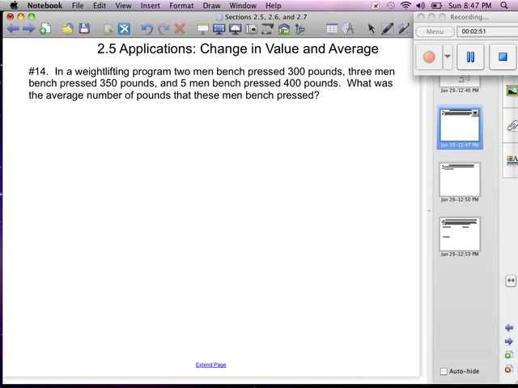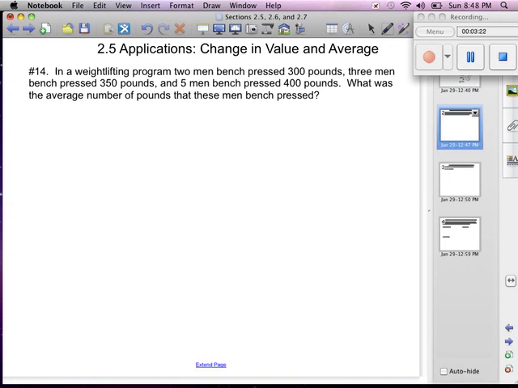I included this problem because I actually had to read this problem 57 or 60 times before I got the correct number of men in there. There's 10 men in there, not 9. Read it carefully. In a weightlifting program, 2 men bench press 300 pounds, 3 men bench press 350 pounds, and 5 men bench press 400 pounds. What was the average number of pounds that these men bench press?